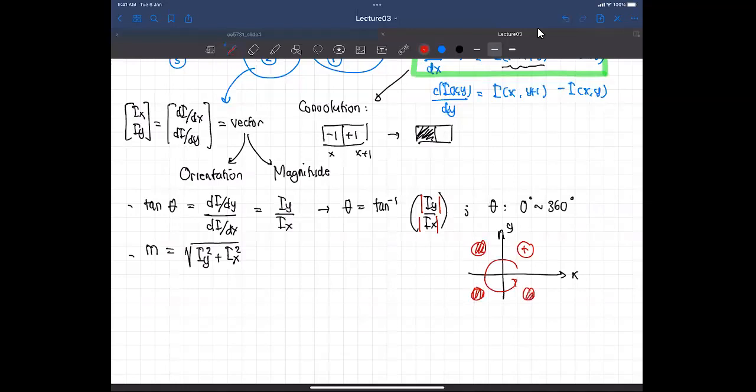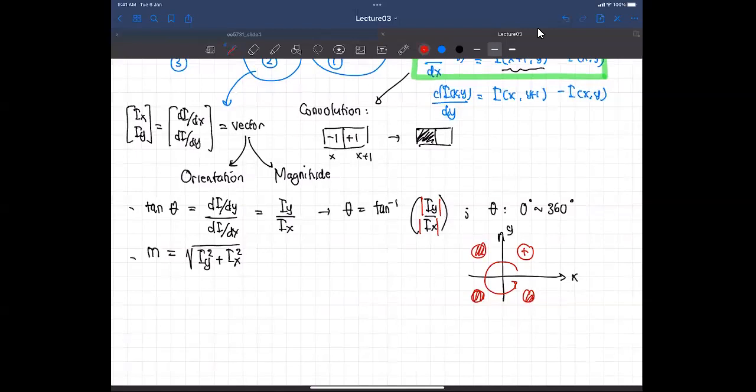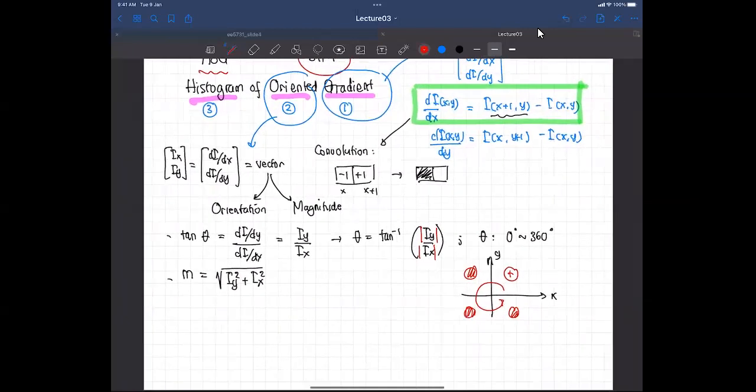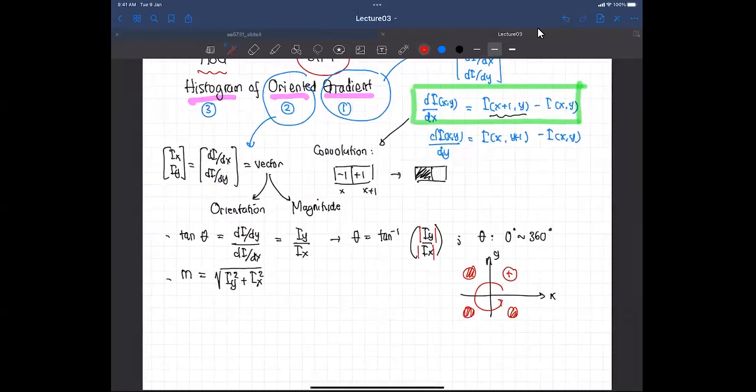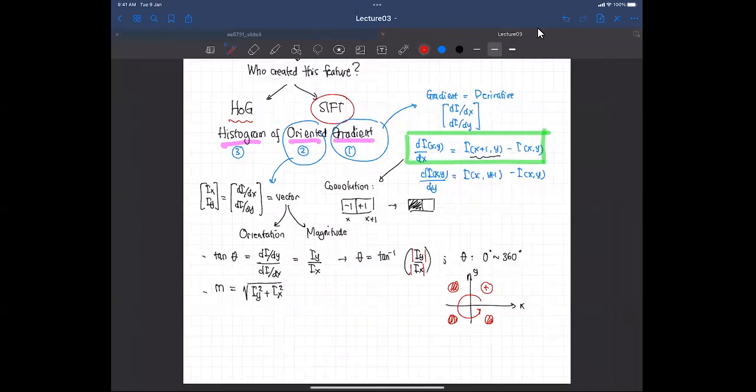Is it understandable? You have to keep the signs to know which quadrant the vector is pointing to. Any questions here so far on getting the value of the orientation and the magnitude? Again, the magnitude and orientation you will get for every pixel. All right. So if there is no question, that's all for the oriented gradients.